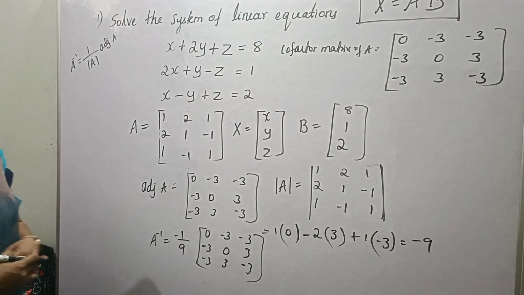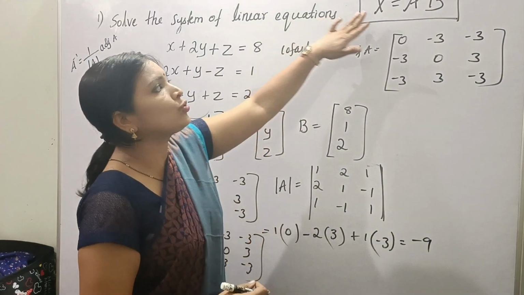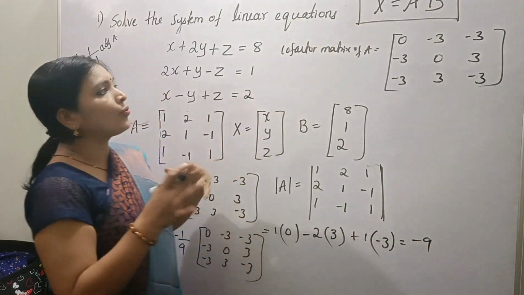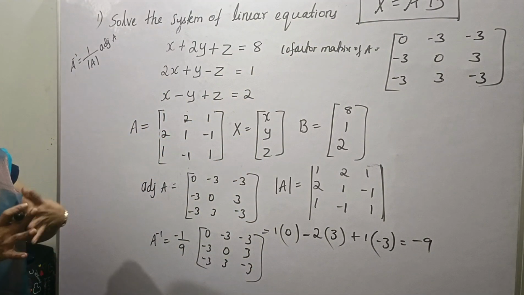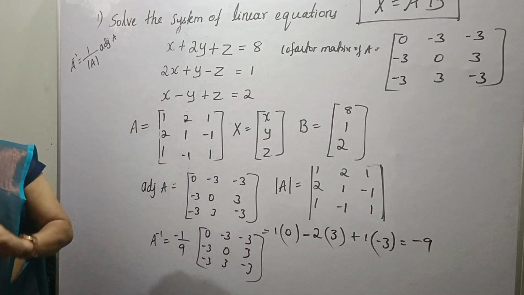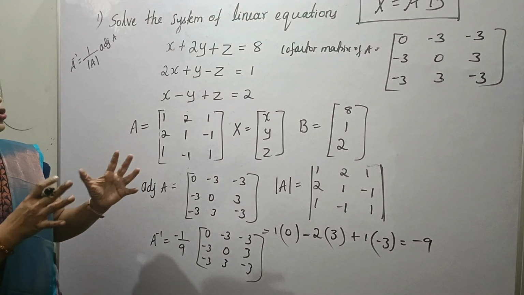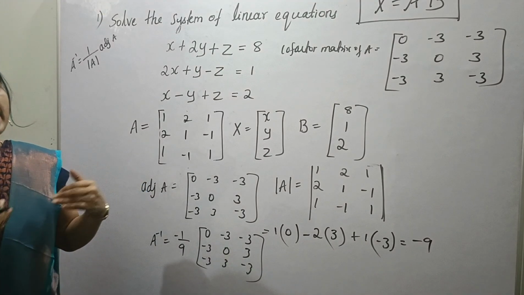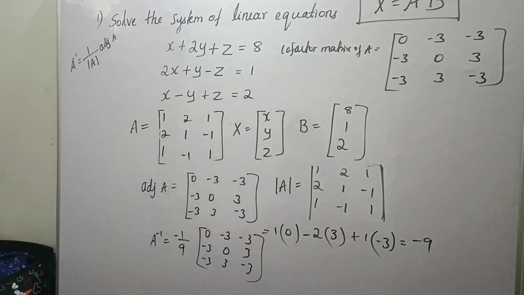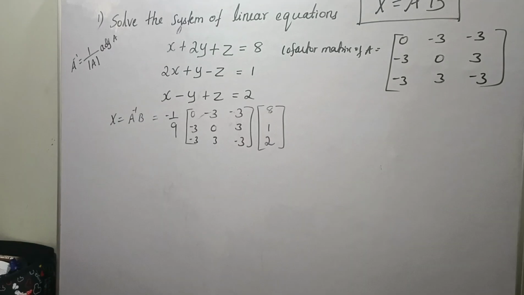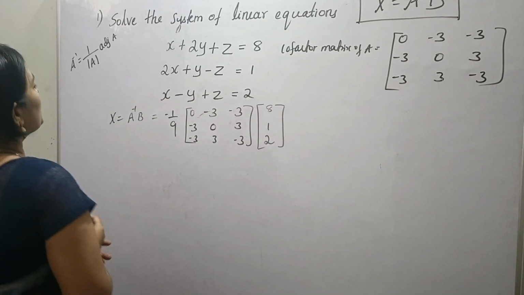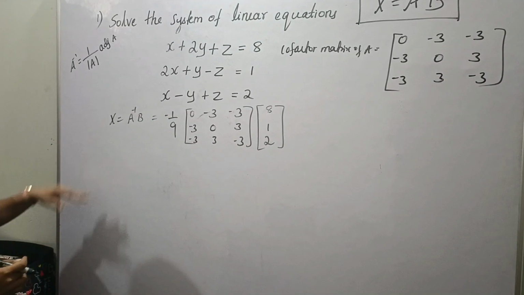Next we will find, what we have to find? We have to find the matrix X, right? So to find X, we need to multiply A inverse by B. We have to find the product of A inverse and B. Okay, now let's find the product of A inverse and B.